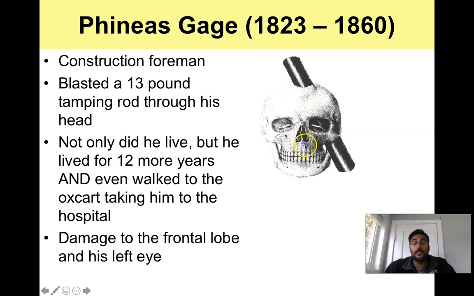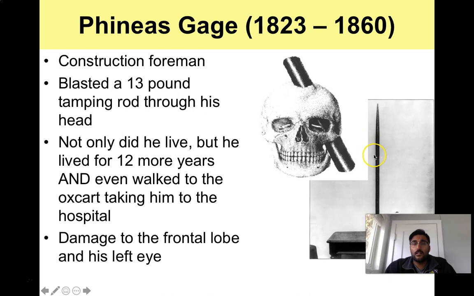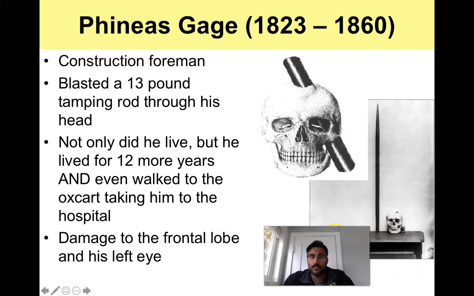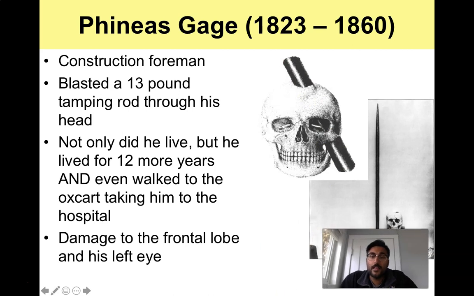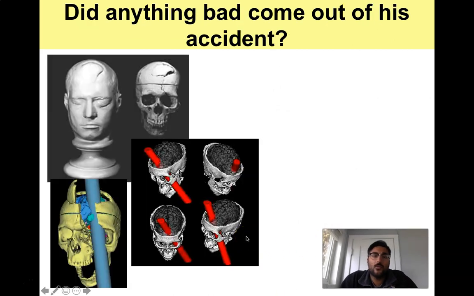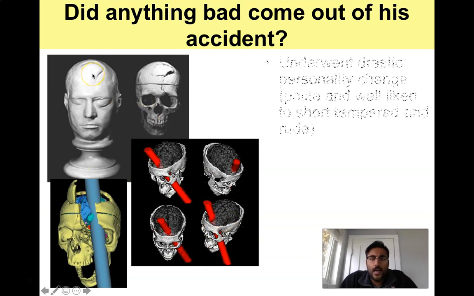But he walked and he talked, and even after they got that out, he was still kind of living his best life. This is, by the way, what the rod looked like. There's a human skull. Oh, you can't really see it. Oh, sweet, I can move this. Okay, so this is the brain. This is his skull. This is the tamping rod we talked about. It went right through his brain. So not very good, right? It went right into his temporal lobe. So what happened out of this? Well, here are images of where it went, of what it damaged.